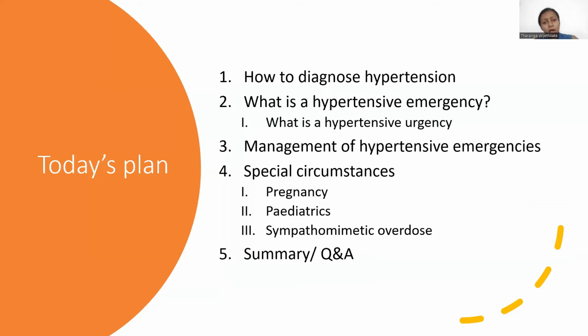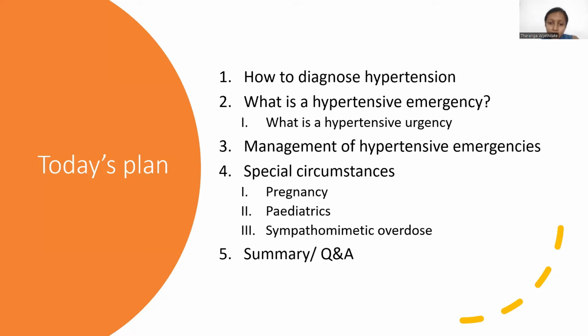So today, this is what we are going to do. We are going to see how to diagnose hypertension. Then we are going to see what a hypertensive emergency is and what a hypertensive urgency is. Then we'll talk about management of hypertensive emergencies. There are a wide variety of presentations. Some of them need to be managed in a very specific way. We'll talk about what drugs are the best options of treatment. Those were the questions you all also had.